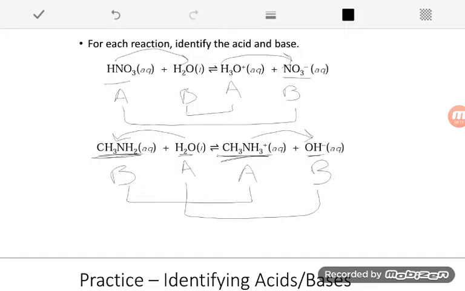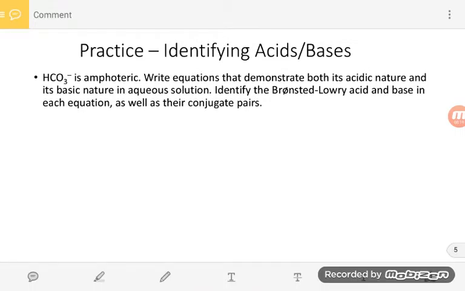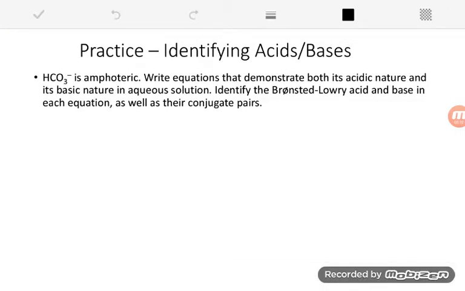In addition to being given an equation and identifying acids and bases, we should also be able to write our own equations. So, for instance, HCO3- is amphoteric. Again, it can act as an acid or a base. Write equations that demonstrate both its acidic nature and its basic nature in aqueous solution, so with water. Identify the Bronsted-Lowry acid and base in each equation, as well as their conjugate pairs. So we say, okay, we obviously have to write two equations, one where this molecule acts as an acid, and one where this molecule acts as a base.